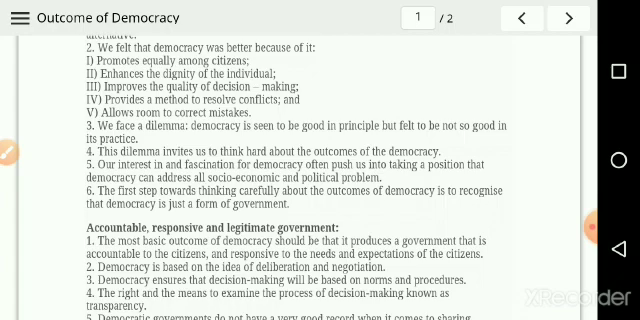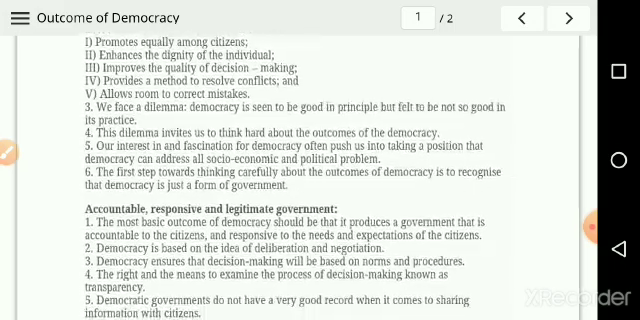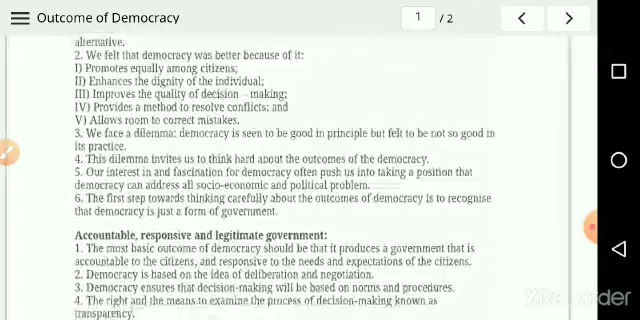The next one: it allows room to correct mistakes. Unknowingly we may have made some mistake, or when a policy was made we may not have considered some group of people. If the people raise their voice and the government understands it is wrong, then there is a chance to make the correction in democracy. So because of these 5 reasons, we can say that democracy is a better form of government.